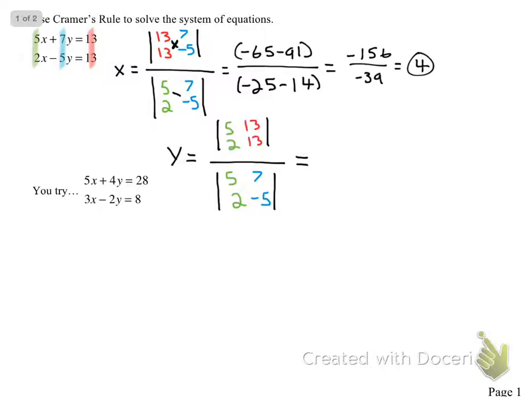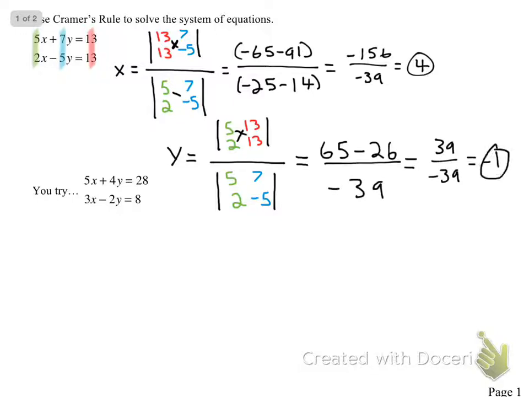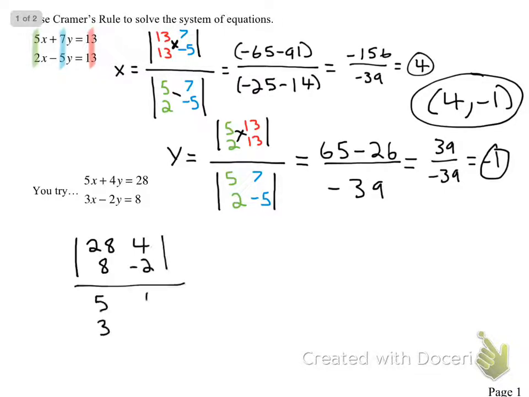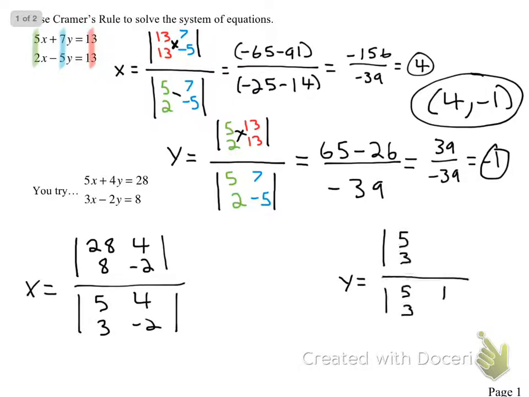All right, for y, the denominator remains the same. Numerator, the x column stays the same. We replace the y column with the two solutions, 13 and 13, what the two equations equal. All right, so again, I already know what the denominator is. It's negative 39. That doesn't change. So for the numerator, I need to find the difference of the diagonals. 65 minus 26 gives me 39, so y equals negative 1. My answer is 4, negative 1.